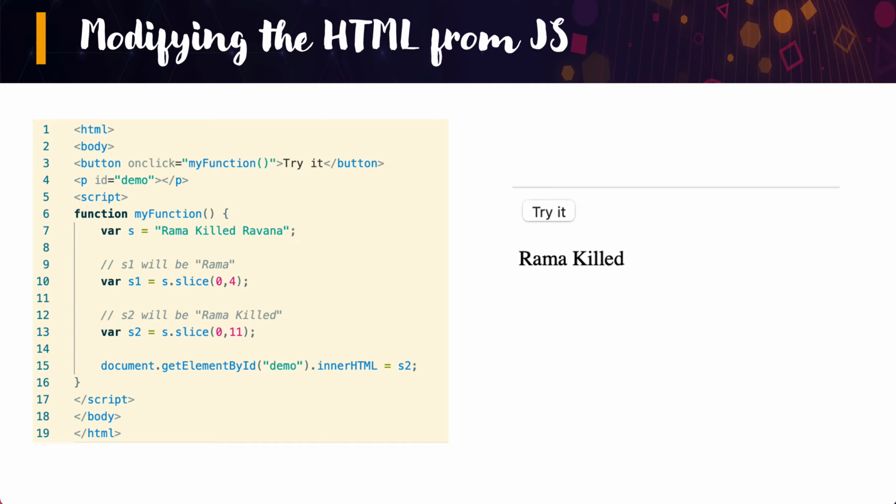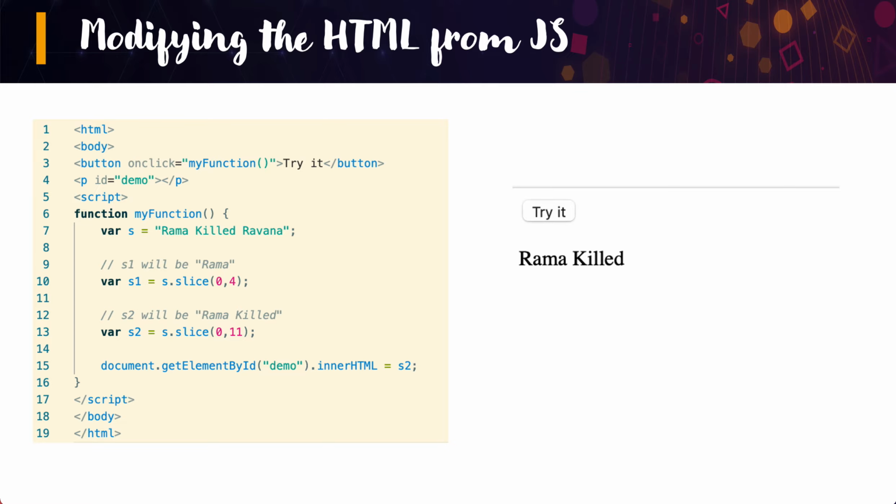However, what we are doing in line number 15 is we are querying for that element. At this point, we have the tag and we are changing the content of it by setting the inner HTML property to the string coming out of line number 13, which is really the slicing of the original string. So S2 will have Rama killed as a string, and that string we are putting as the content for the empty paragraph, which is the paragraph with the ID demo.